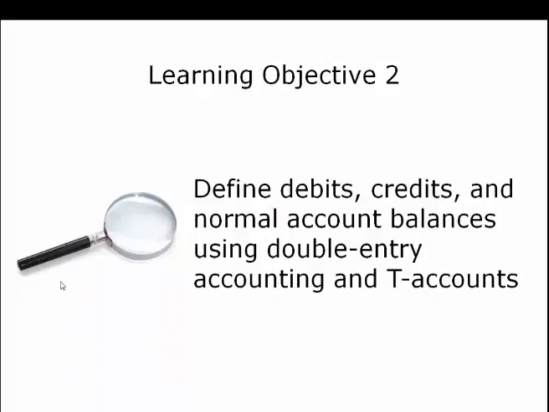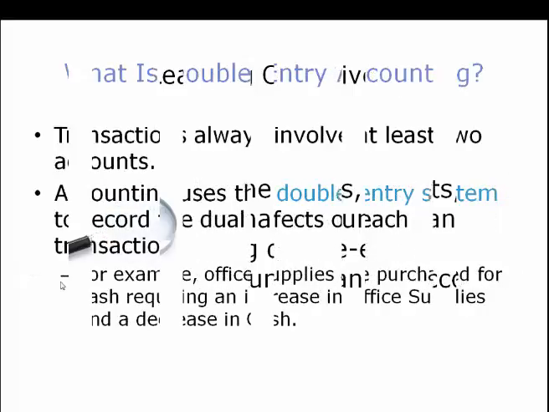Okay, let's talk about debits and credits. This is the part where people struggle the most with accounting. The basic stuff that we've been through, you have no trouble. But let's talk about debits and credits, normal balances, and double entry accounting. This is the part that you need to dedicate your time to understanding to give you a good foundation.